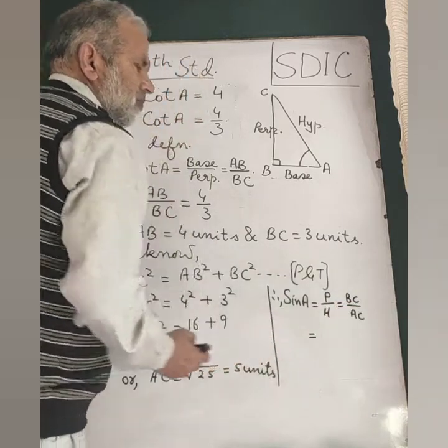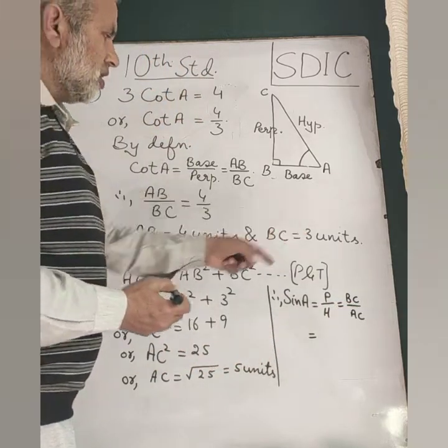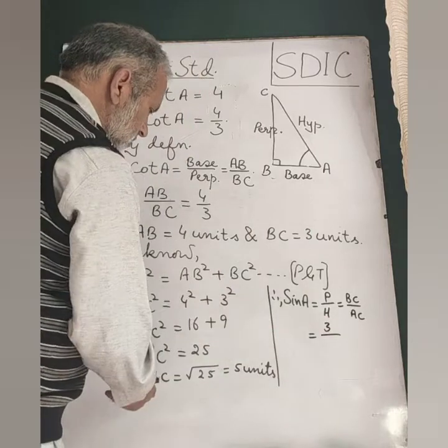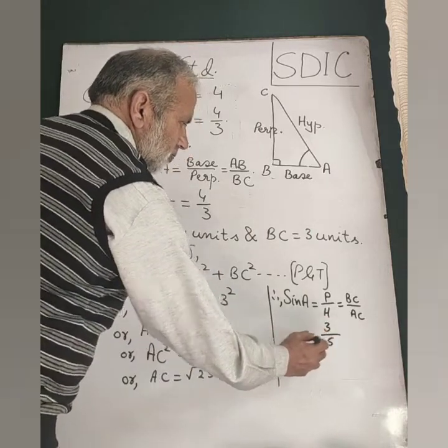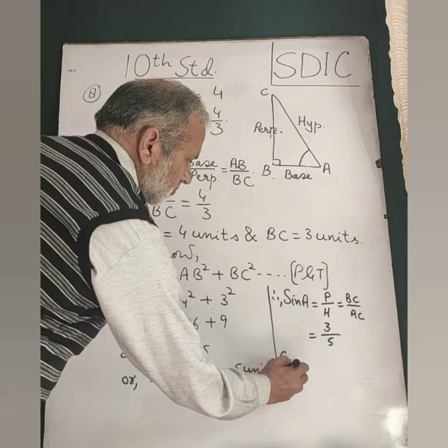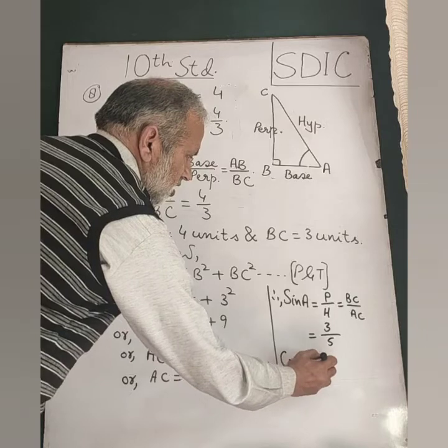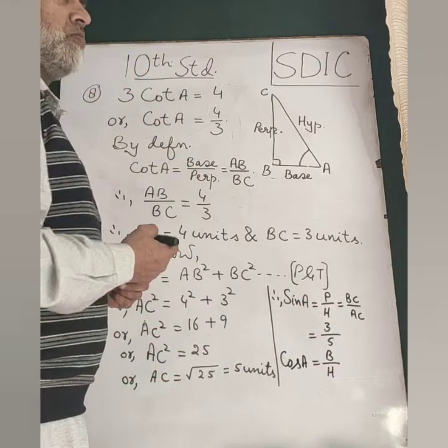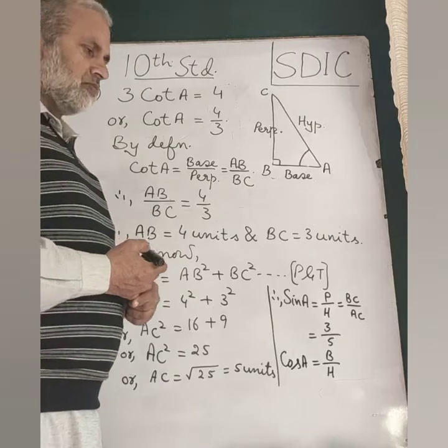Put their values. Value of BC is 3 divided by value of AC, which we have just now found to be 5. So 3 by 5 is sin A. Then find cos A. By definition it is base by hypotenuse. We'll write B for base, H for hypotenuse. Base by hypotenuse by definition.